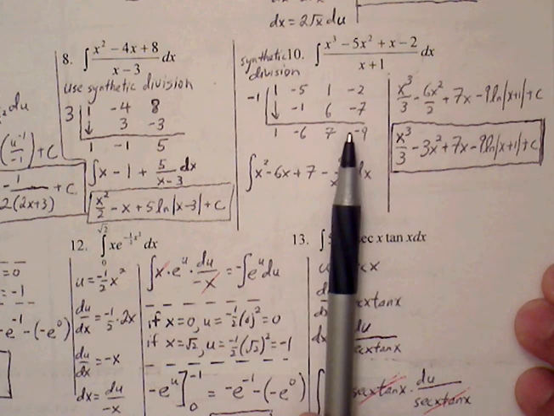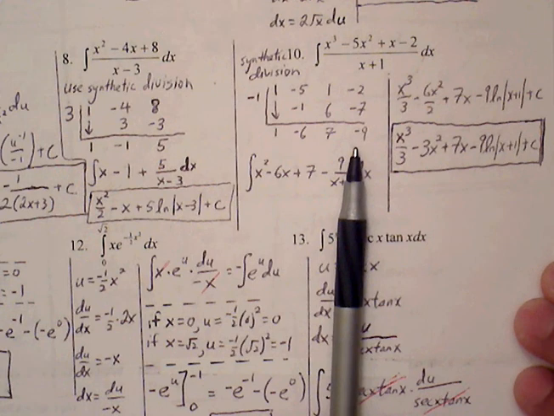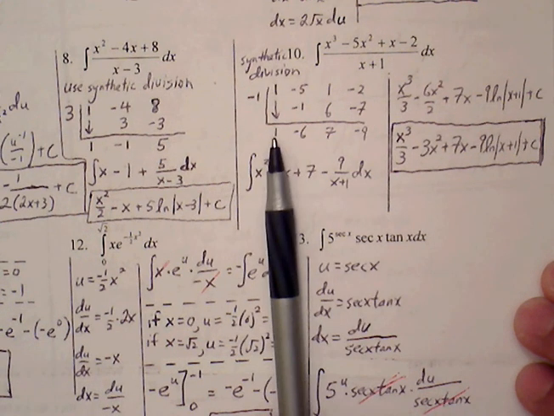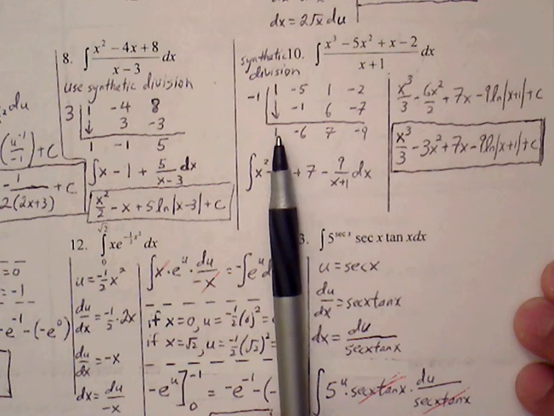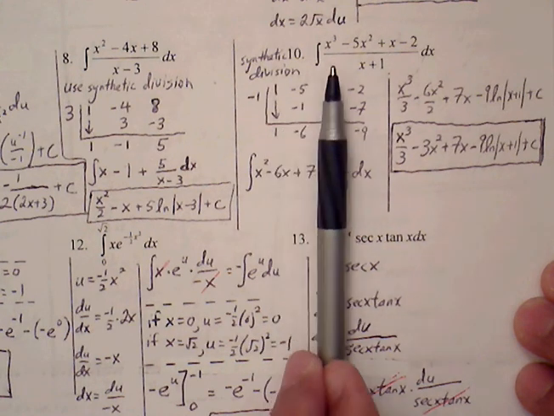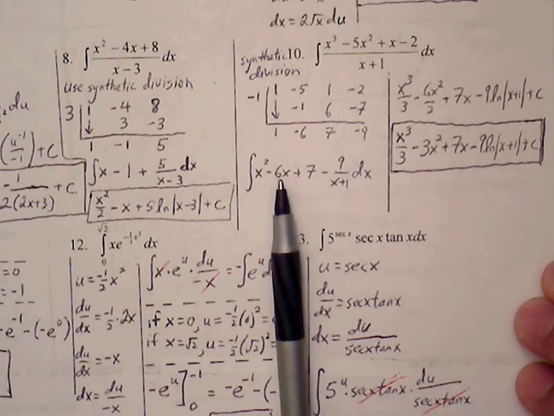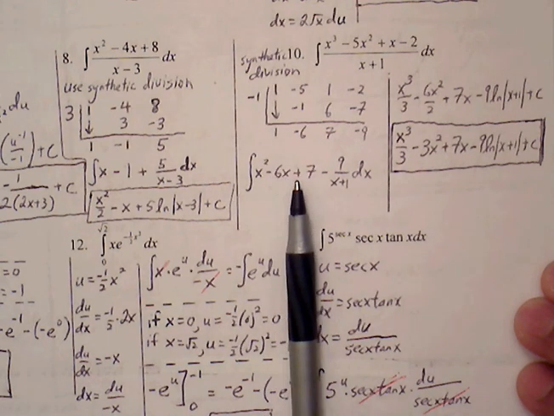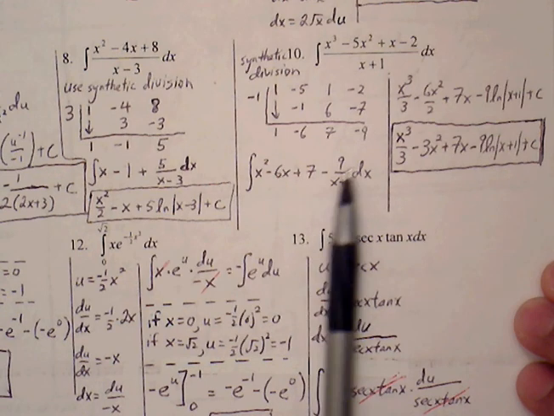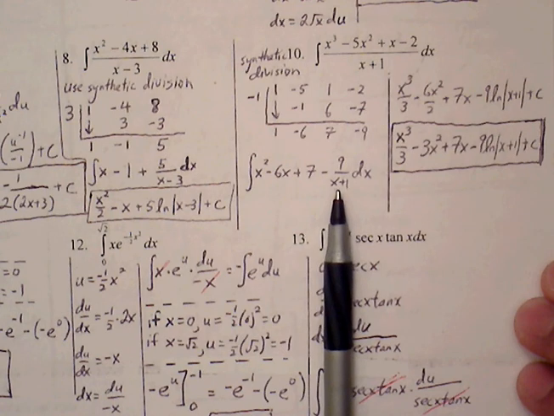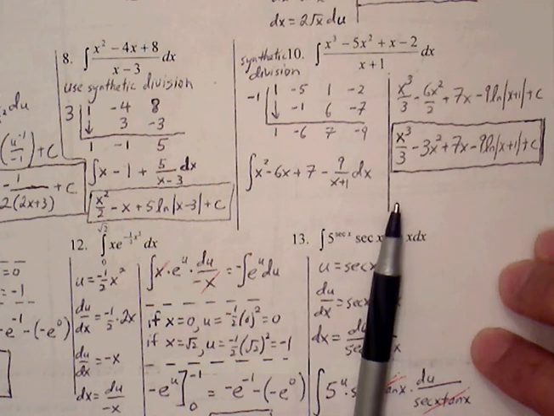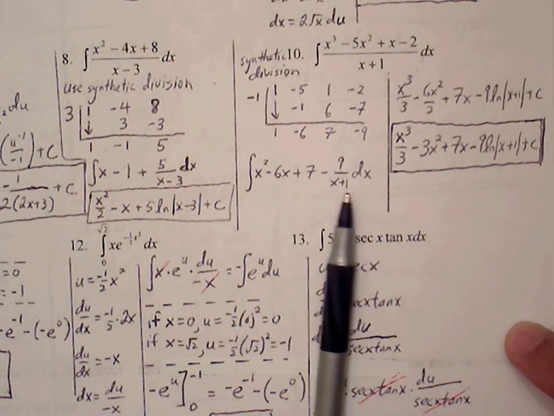Now each variable will decrease by 1 degree. So x cubed will turn into x squared. So this is what we have: 1x squared minus 6x plus 7. And finally, our last value is the remainder. So we put that value over the divisor. Again, we haven't done anything to solve the problem yet. All we've done is we've rewritten the problem in this different form.